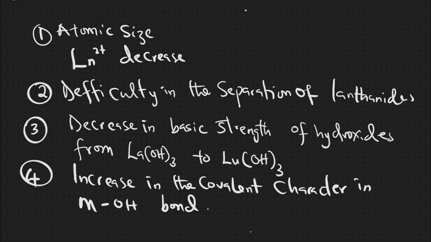So these are some of the consequences of this lanthanide contraction. It decreases the atomic size with increase in atomic number. Then it causes the difficulty in the separation of the lanthanides. Then the third one, we said it decreases the basic strength of the hydroxide from lanthanum hydroxide to lutetium hydroxide. Then finally, we say it increases the covalent character in the metal hydroxide bond. So that's all for this question.